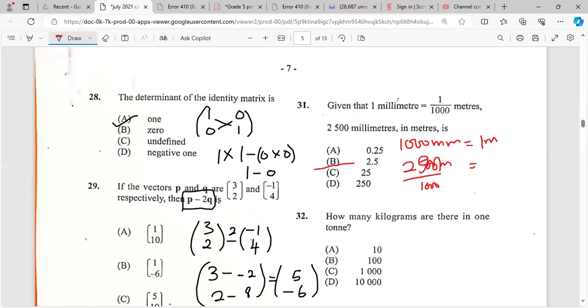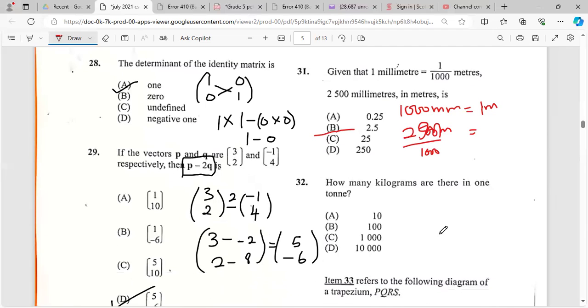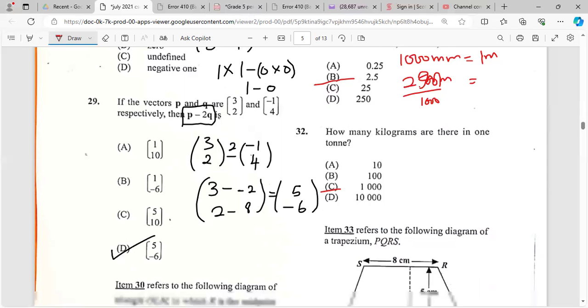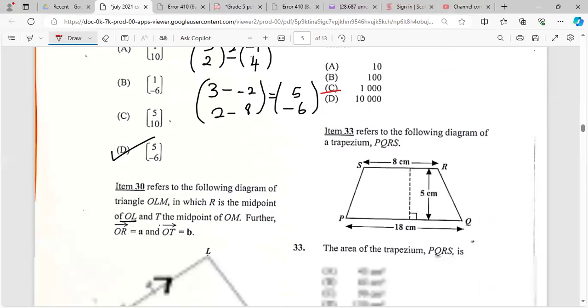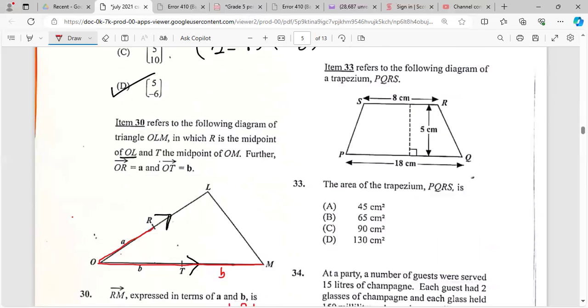This one is fairly easy. How many kilograms are in 1 ton? That's exactly 1,000. I think with the American something, a 900 and something. But I think that's what CXC want, the 1,000 there. Alright, item 33 refers to the following diagram of a trapezium PQRS.